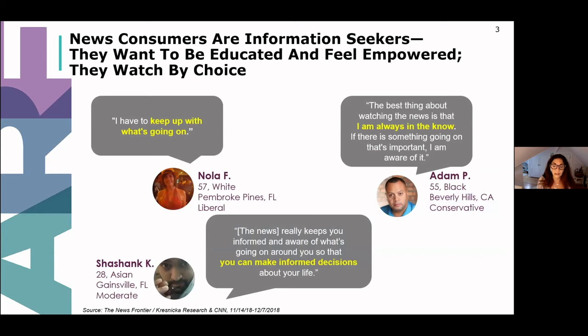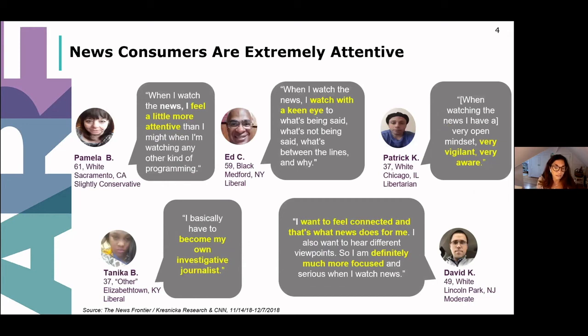The reason is pretty simple. There's a lot going on in the world, and news consumers are information seekers. They want to be educated and feel empowered. They watch by choice. They're comforted by having essential information needed to live their lives and make decisions. They actually enjoy it. Knowledge is power, and it's fun. Furthermore, they're very engaged. They pay close attention to the content. As they say, they have a keen eye, they're vigilant, and they're focused.